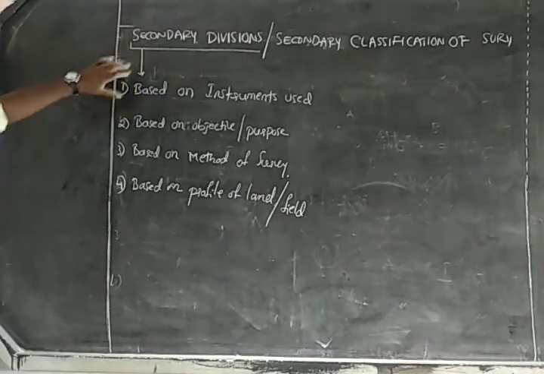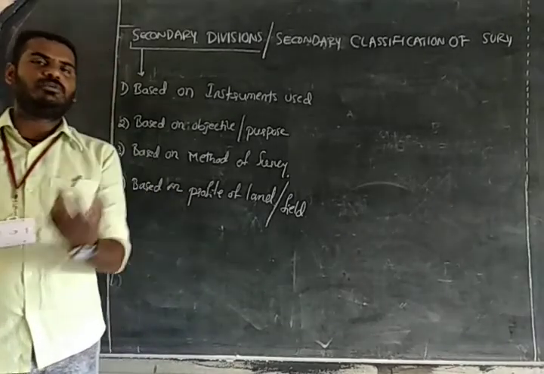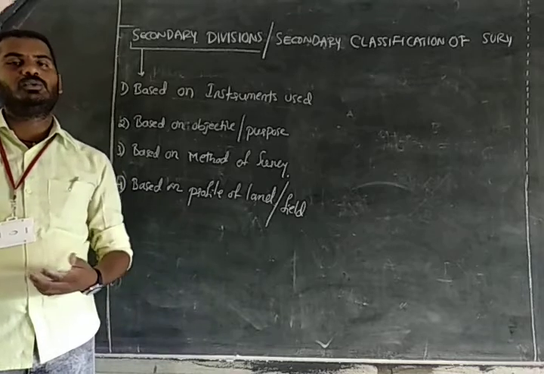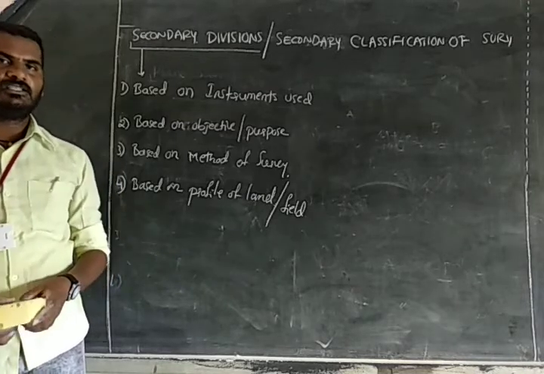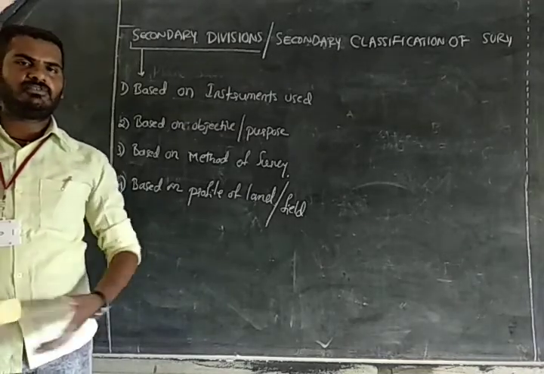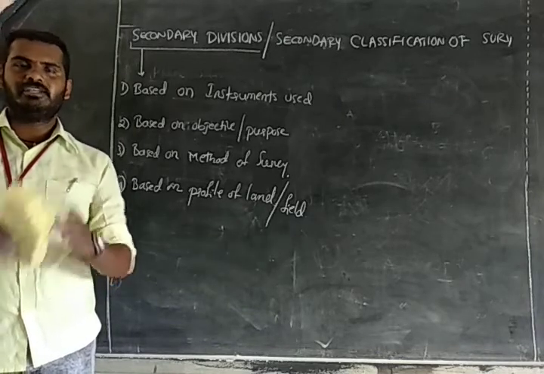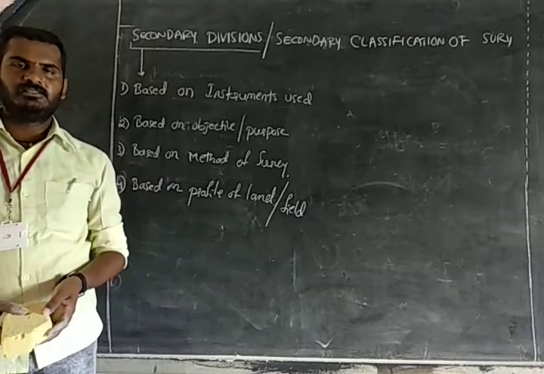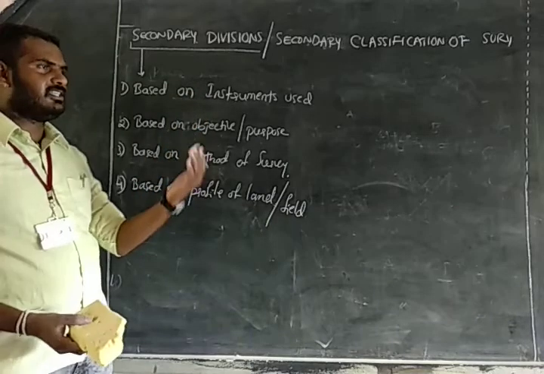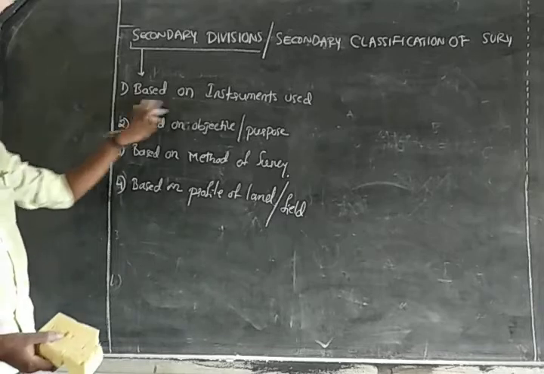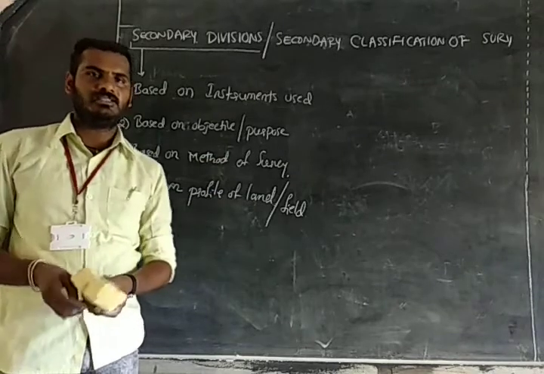Again, we have sub-classification based on instruments used. For suppose, if you want to measure a land, or if you want to measure an area of a particular figure over the ground surface, there are so many different types of instruments that you can use. Likewise, if you want to measure the angle bounded between any two consecutive lines, for this purpose we use different types of instruments. Based on what type of instruments we are using, we have classification.